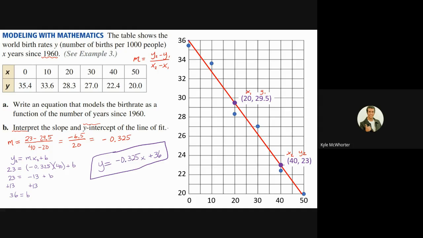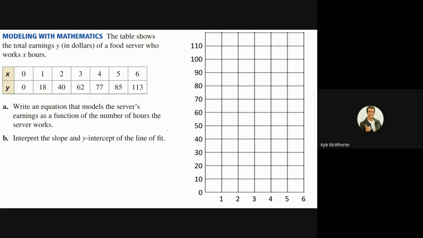Okay, let's look at one more example. This table shows the total earnings, y in dollars, of a food server who works x hours. These are hours and these are dollars. We want to write an equation that models the server's earnings as a function of the number of hours they work. So we're going to start off by plotting these points on our graph paper.